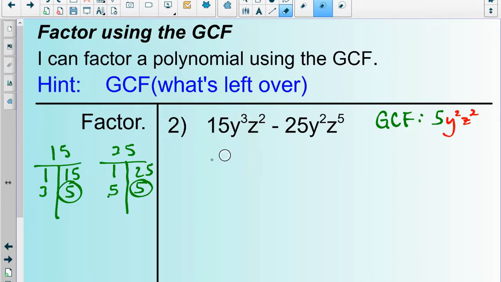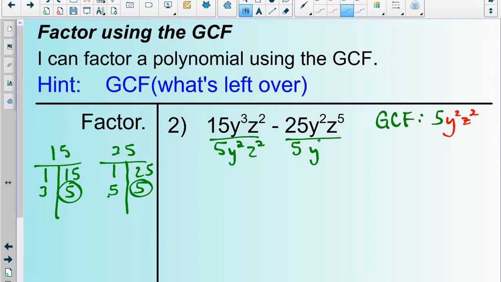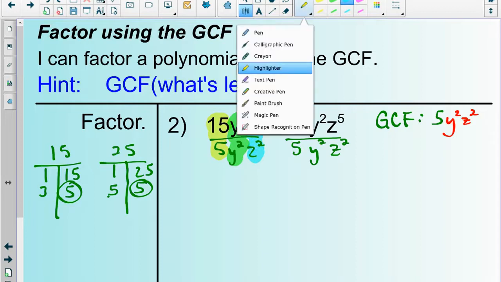All right, so that's step 1, find the GCF. Step 2, next we want to divide the GCF out of both parts, both terms. So we're going to divide by 5y squared z squared. I'm trying to line things up right underneath the other variables and constant numbers, because when we divide, we want to just divide straight down, right? Divide the like parts together. So we have 15 divided by 5. Then we're going to divide y cubed by y squared. And finally, z squared divided by z squared.